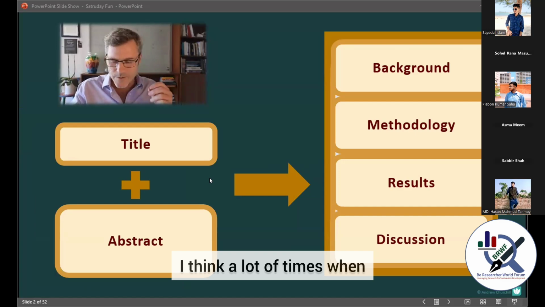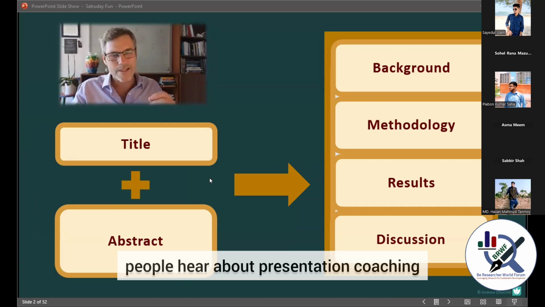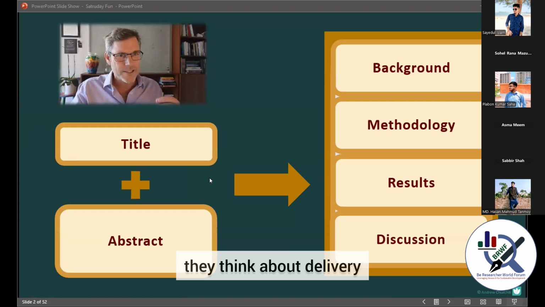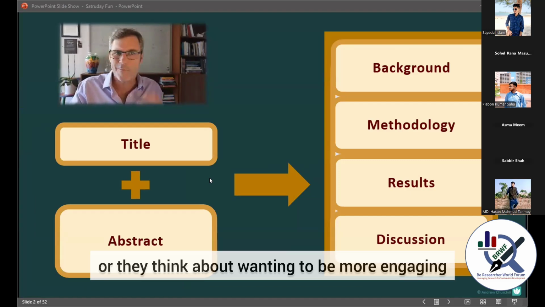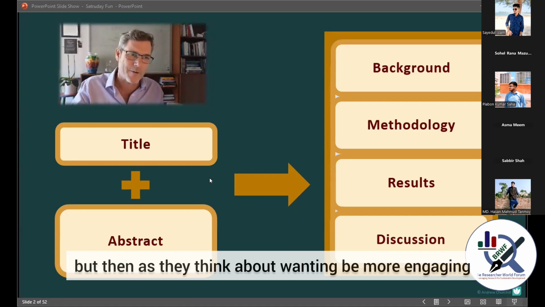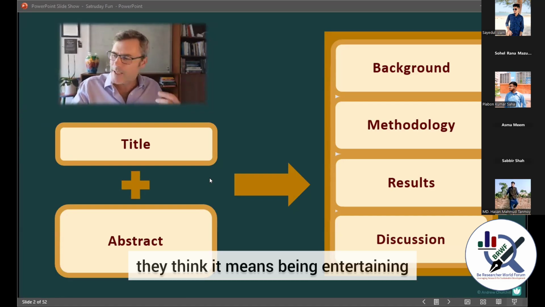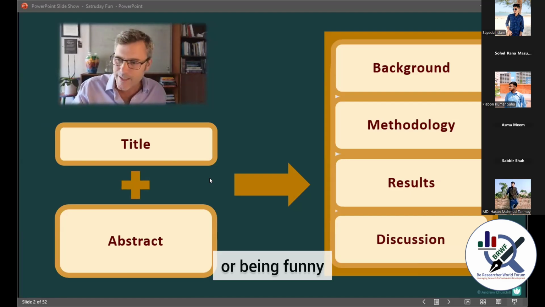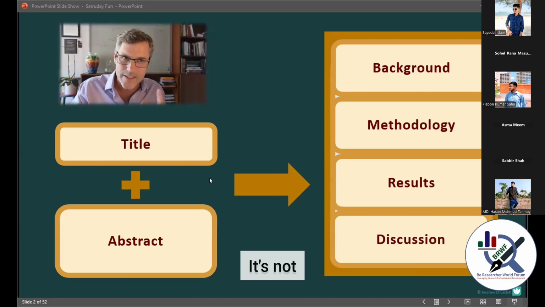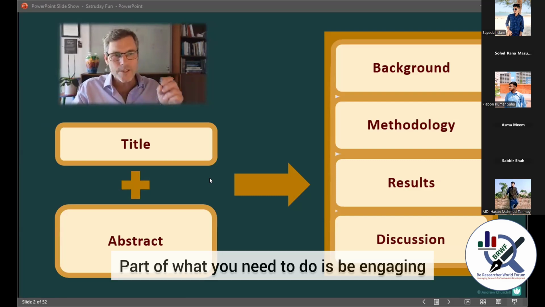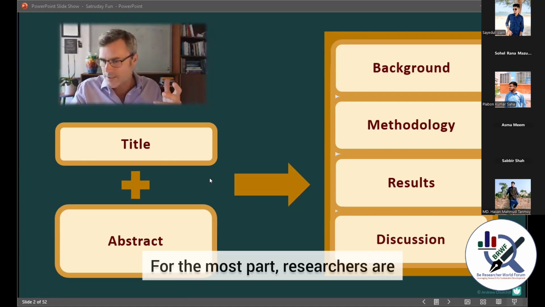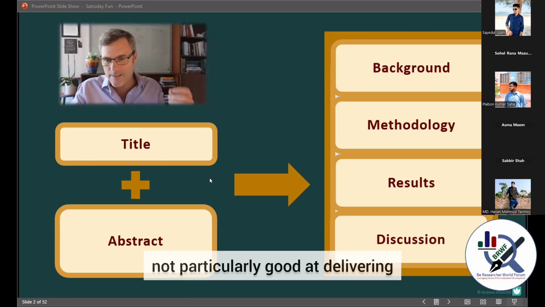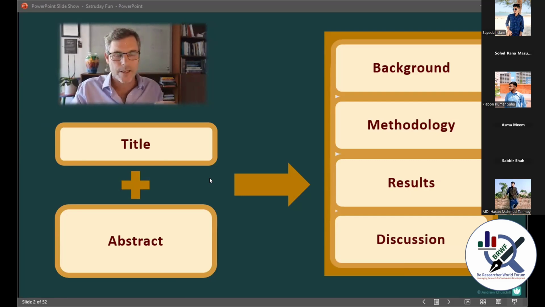I think a lot of times when people hear about presentation coaching, they think about delivery. They think about wanting to be more engaging, but then they think it means being entertaining or being funny, and it's not. Part of what you need to do is be engaging, and we're going to talk about that. But part of it is a delivery problem. For the most part, researchers are not particularly good at delivery because they're not dynamic. But part of it's also a content problem.